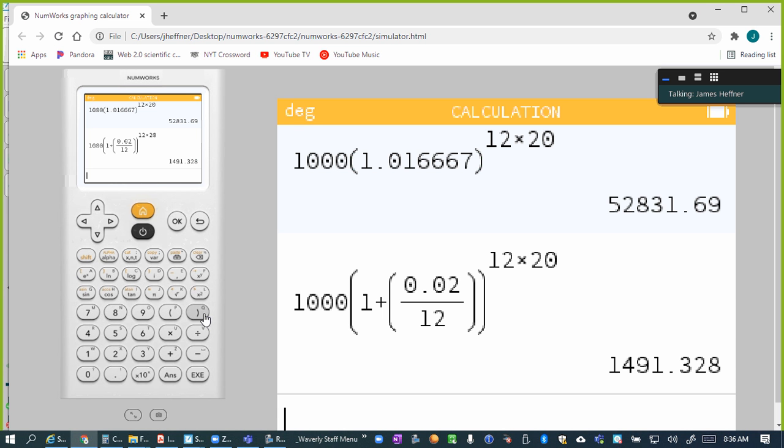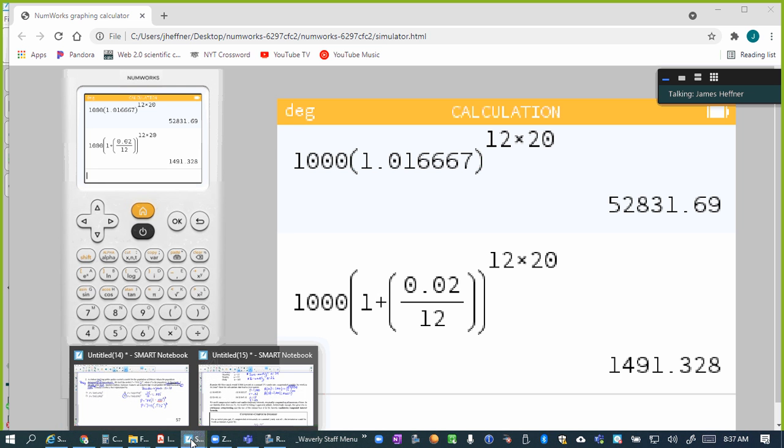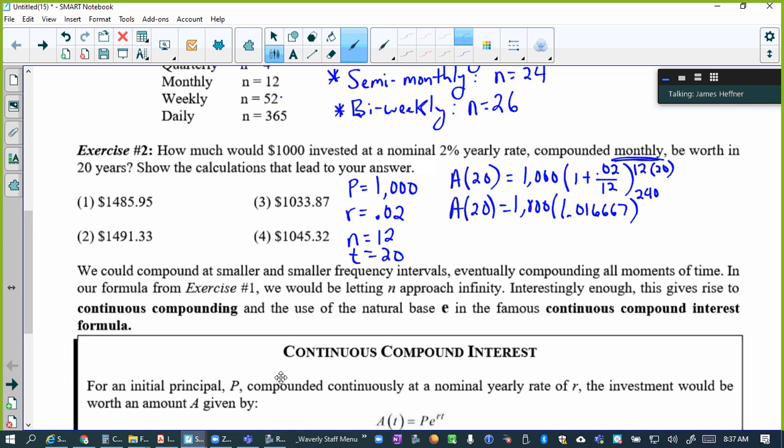So how much money do we have? 1.32? 33. 33, right? Round correctly. So $1,491.33. Put that in there. All right, so A of 20 equals 1491.33, not 32. So don't make rounding errors, okay? And that would be choice 2. Okay?